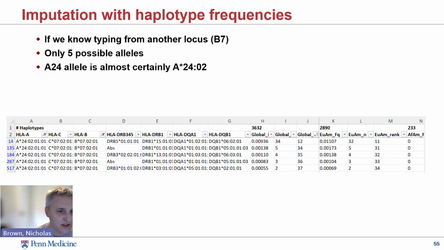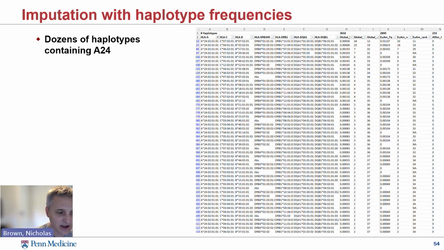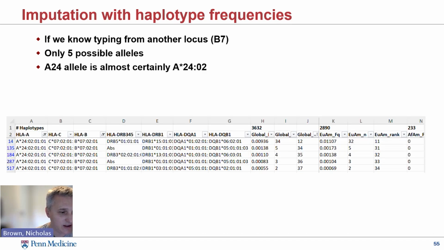So we can take information from a different locus. For example, we want to figure out which A24 allele the patient has. Well, we also know that the patient was typed as a B7. So if I take this same thing and filter it for any haplotype that has a B7 in it, you can see it restricts that down to only 5 potential haplotypes. And if we look at all those haplotypes, you can see that A2402 is in all of them. So this is a really good example of how we can use imputation.